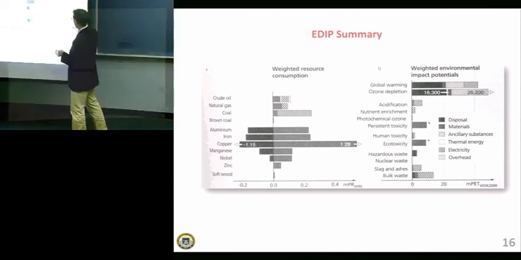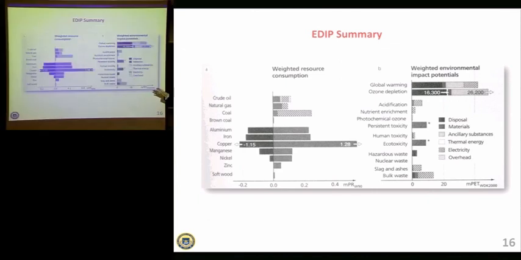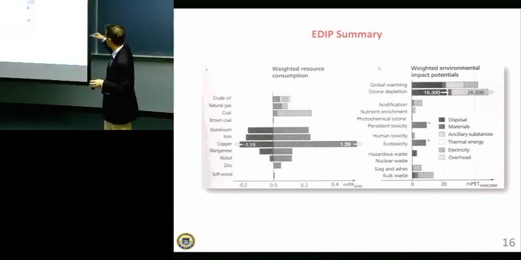Moving over here on the right, what you see is just another instantiation of the milliperson equivalent target, but it's broken down by the materials and by life cycle stage. You see disposal, you see heat, electricity, overhead. So it's just a breakdown, and you can get a quick look. The ozone depletion, a lot of that happens at disposal because the CFCs escape into the atmosphere. Okay.